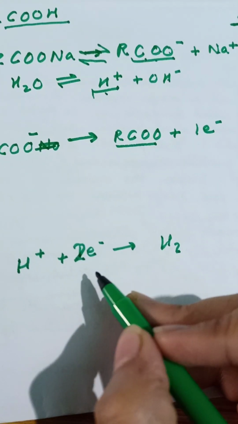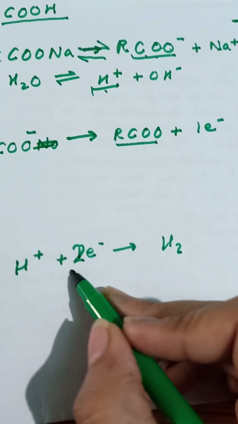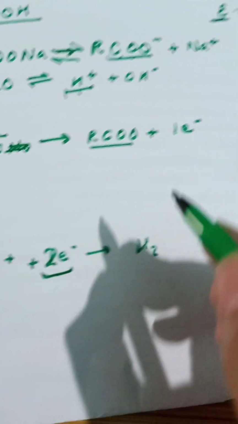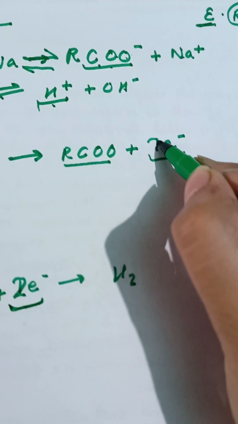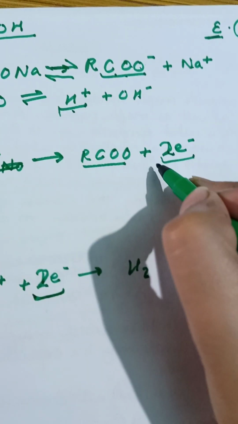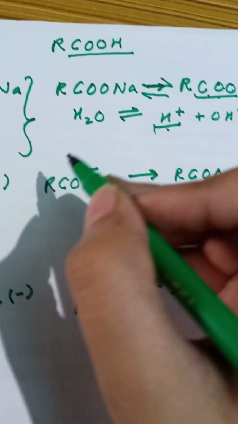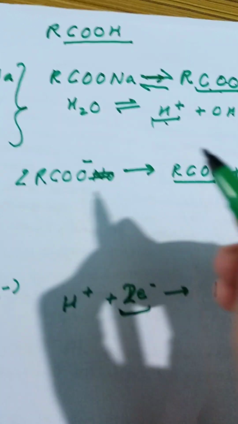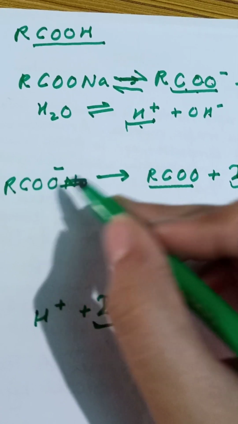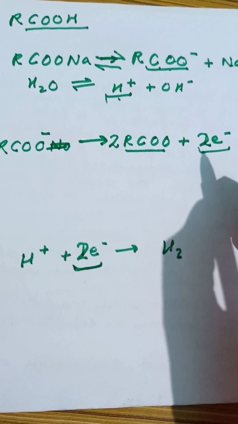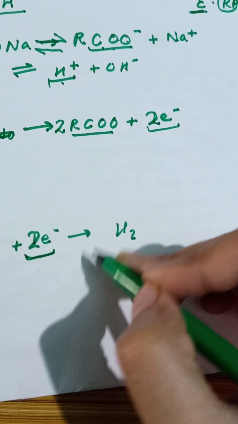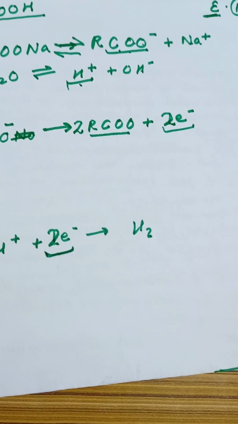Now, you know that for electrolysis, the charge that is taken should be equal to the charge that is given out. So here should be 2 electrons. And if 2 electrons are given out, there should be 2 carboxylate ions, and here should be 2 RCOO coming. Alright, so these are the ionic equations we've got.